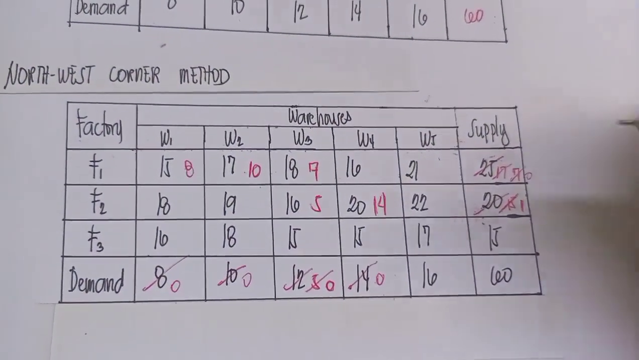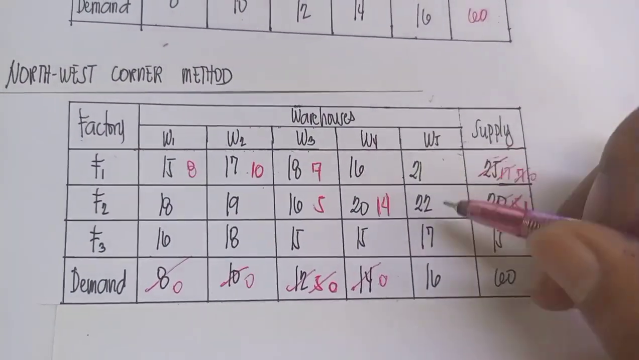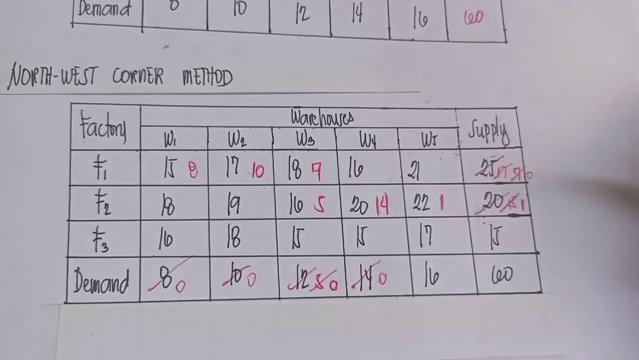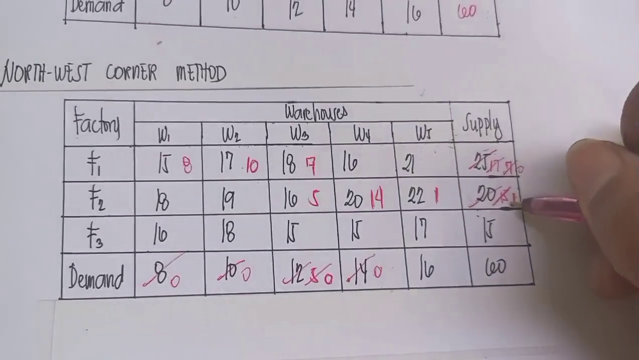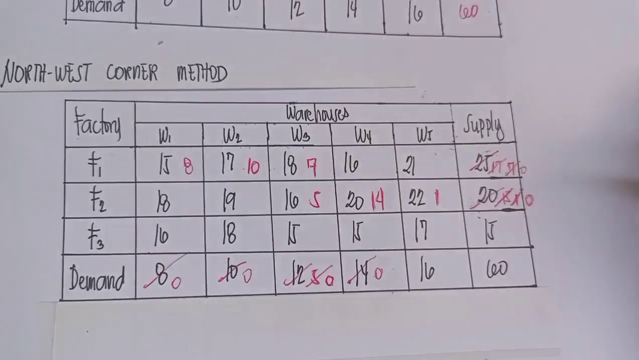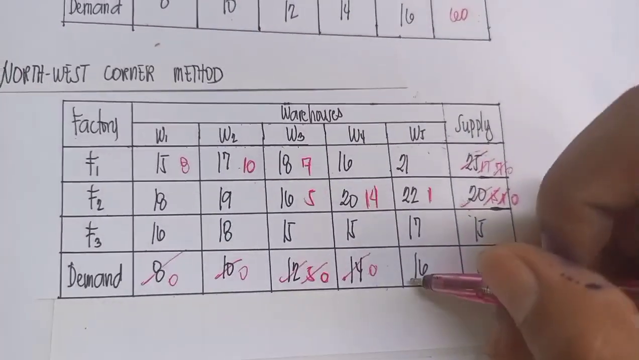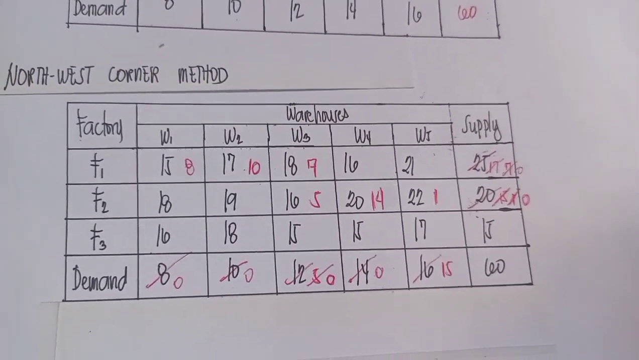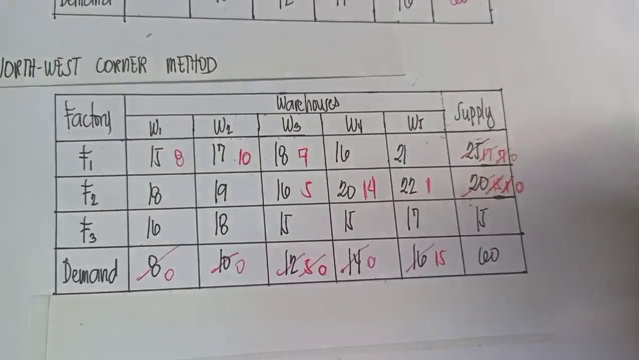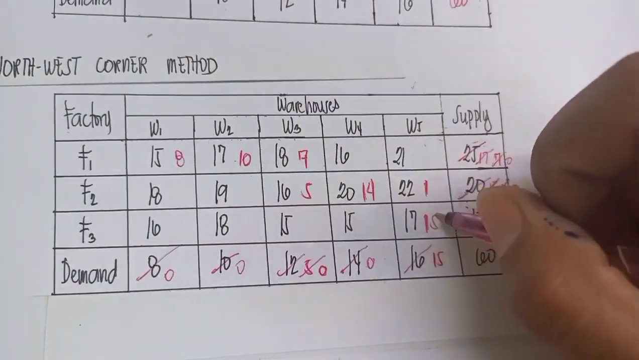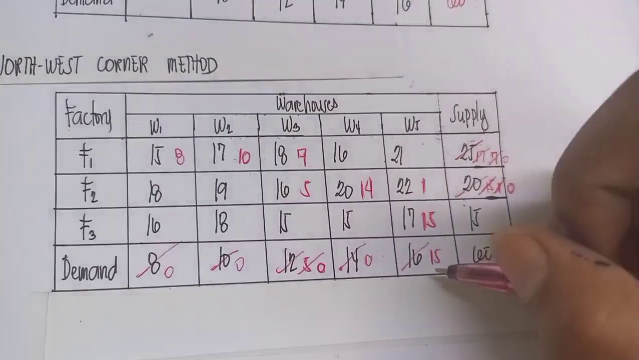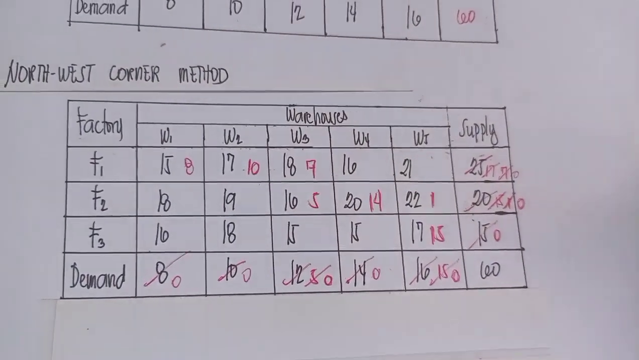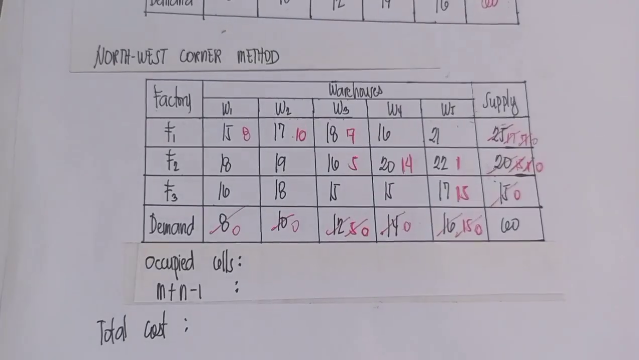Next, continue to move horizontally in the matrix and assign 1 unit to cell F2W5, since 1 unit is available with source F2. The supply gets fully saturated while the demand has 15 units. Lastly, move vertically and assign 15 units to cell F3W5. Now, both the demand and supply of origin and destination get saturated, so the total cost can be computed.